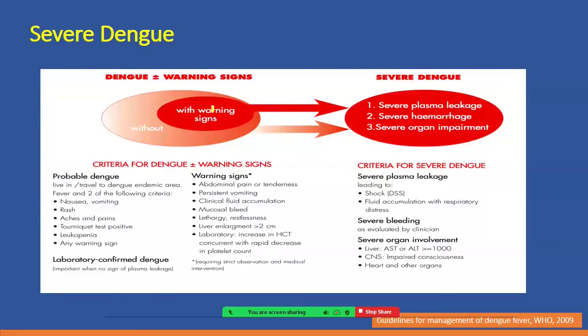And we also categorize patients based on the warning signs: patients of dengue fever without warning signs, patients of dengue fever with warning signs, and patients of severe dengue. So warning signs have already been described. These are abdominal pain, persistent vomiting, clinical fluid accumulations, mucosal bleed, lethargy, liver enlargement, and laboratory-wise increase in the hematocrit or rapid decline in the platelet counts. And severe dengue has been described with the presence of shock, fluid accumulation, or severe bleeding, and severe organ involvement, that is AST/ALT of 1000, CNS impairment, or heart and other organ impairment.